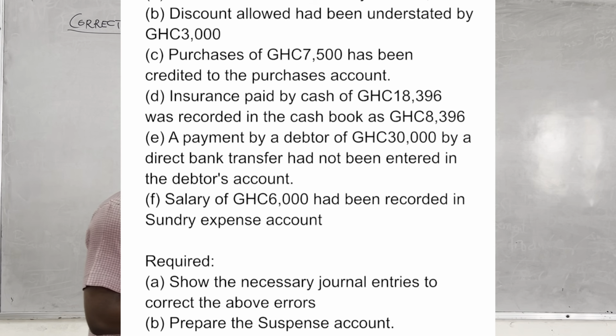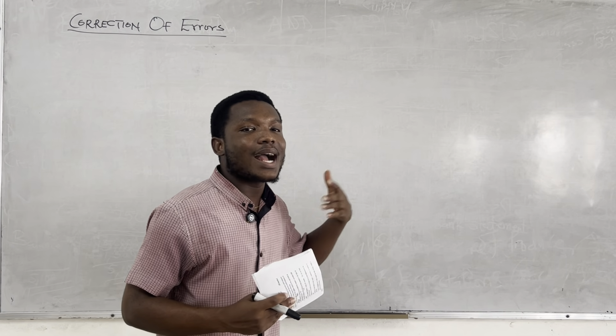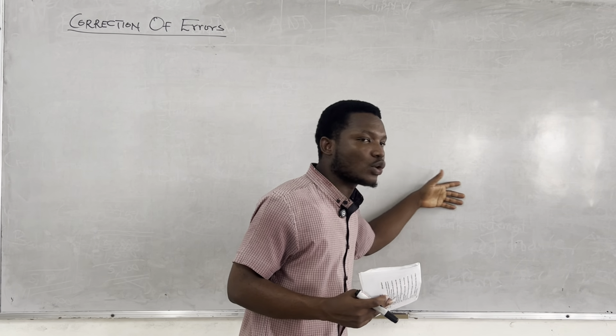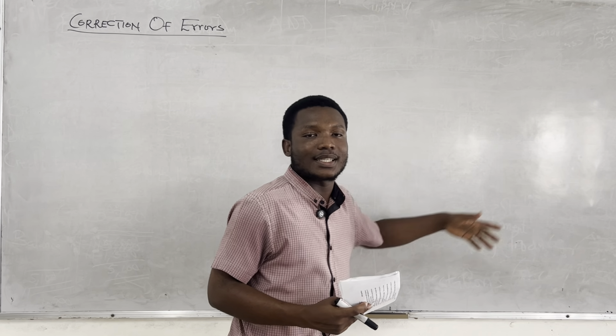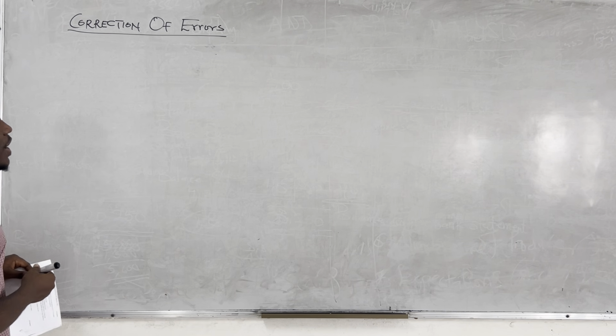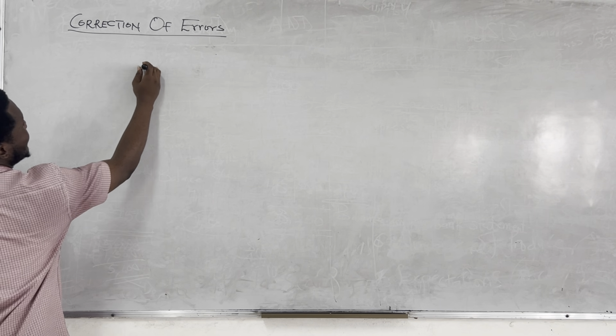You are required to: one, show the necessary journal entries to correct the above errors; two, prepare the suspense account. So, as I said, suspense accounts are the temporal accounts that we use to correct errors made during the recording of accounting transactions. So, the first thing that we are going to do is our journal. So, we have our journal.